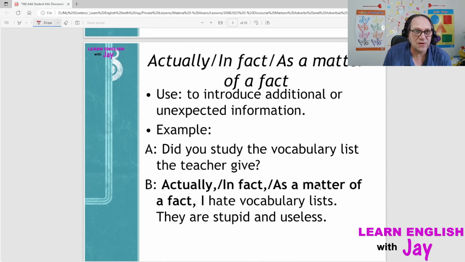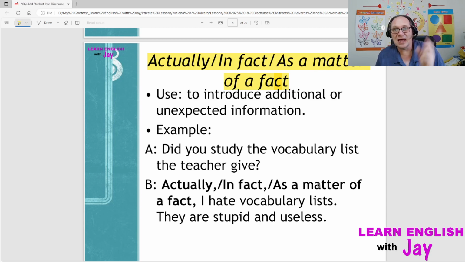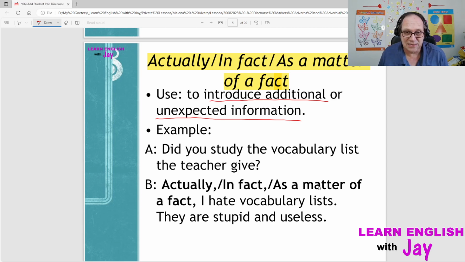All right, next one that we got there is actually, in fact, as a matter of fact. All right, so I think we've done this already with regards to the linkers. So we use this when we introduce additional or unexpected information. Right. Did you study the vocabulary list the teacher gave? Actually, I hate vocabulary lists. They are stupid and useless. All right, so we're giving additional information, and maybe unexpected information because this person doesn't like vocabulary lists.